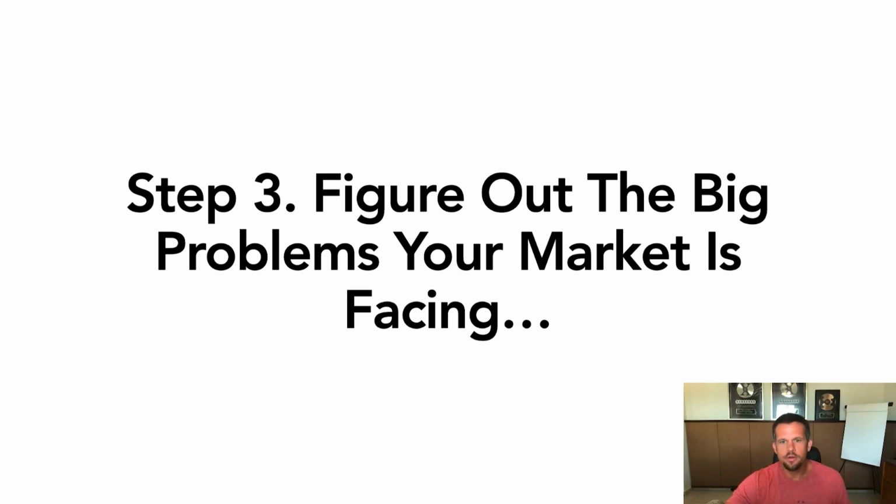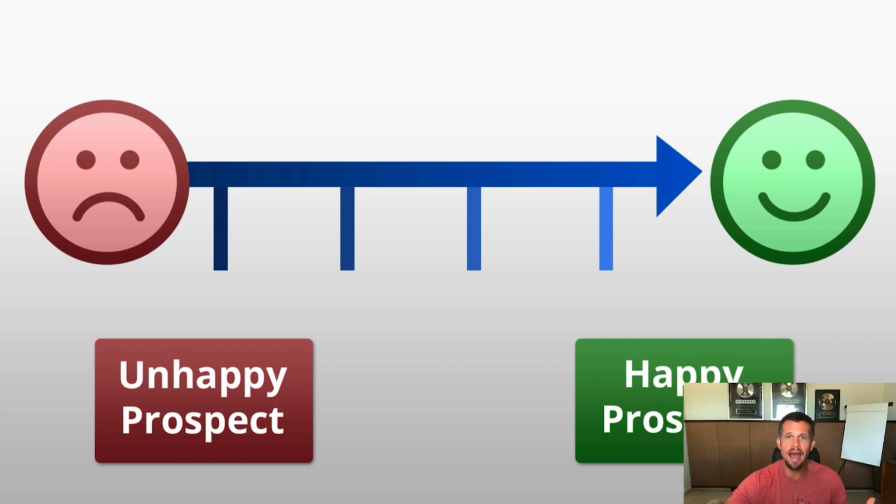Now, what you want to do is find the core main few things that someone has to overcome, the problems they have to overcome, in order to go from a state of pain where they are now to ultimately a state of pleasure where they're trying to go. Usually in any market, you'll have your unhappy prospect over here on the left, and that prospect will have to do a few things in order to move from being unhappy to happy.